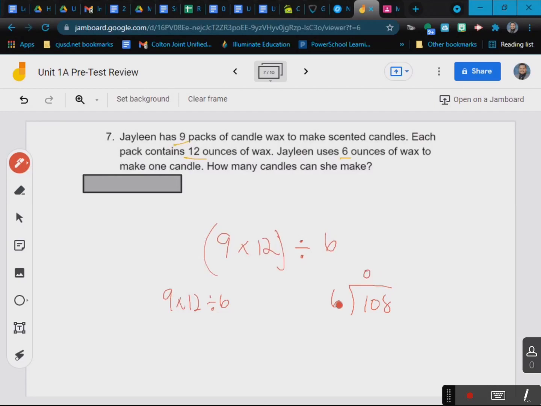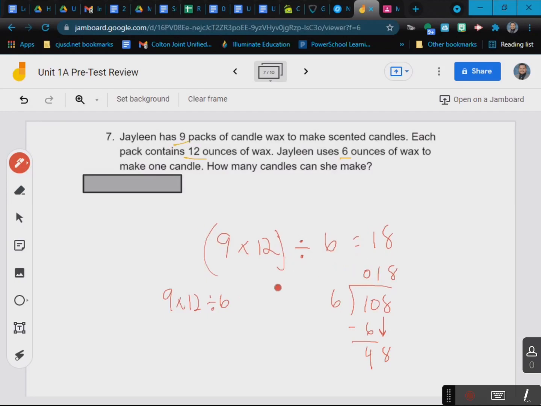I'm going to put 0 as a placeholder, sorry. 6 goes into 10 1 time. 6 times 1 is 6. Yep, 4 left over. Bring down the 8. 48. 6 goes into 48 8 times. So our answer is 9 times 12 divided by 6, which equals 18.